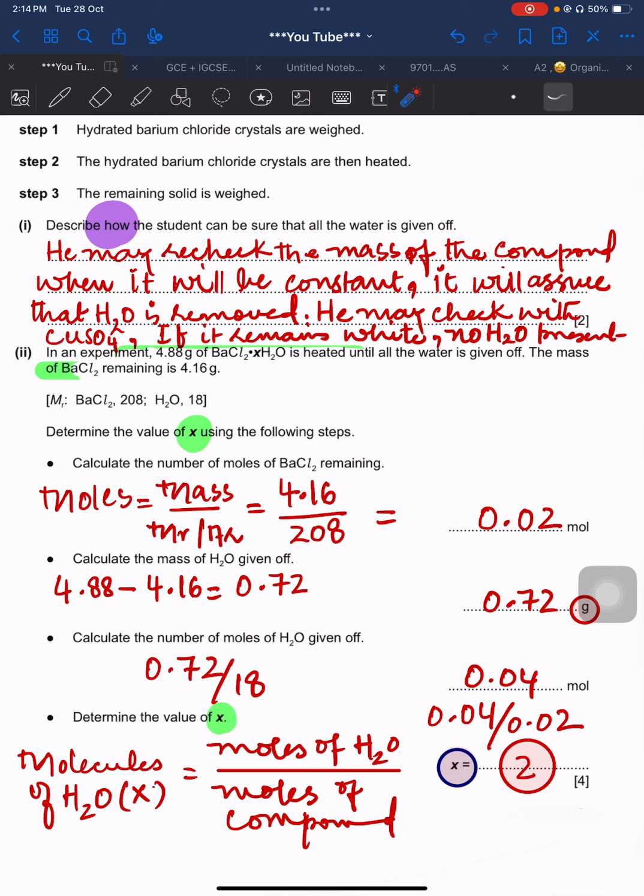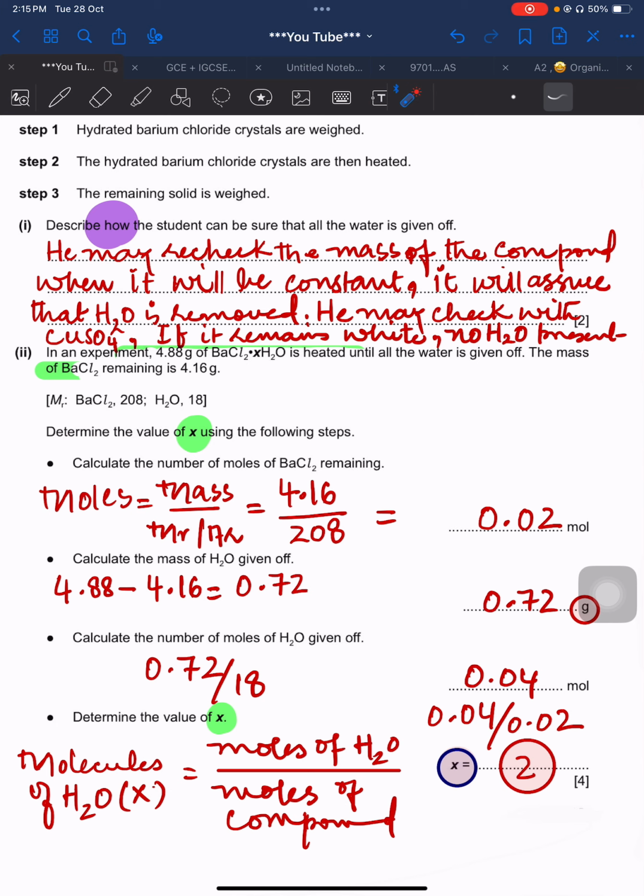So what was the formula? I have told you in the initial videos. Moles is equal to mass over Mr/Ar. So moles is equal to mass, which is 4.16, divided by the Mr value, which is 208. BaCl2 is 208. 4.16 divided by 208, so the answer is 0.02. These are the moles of BaCl2 we have calculated from the remaining ones.